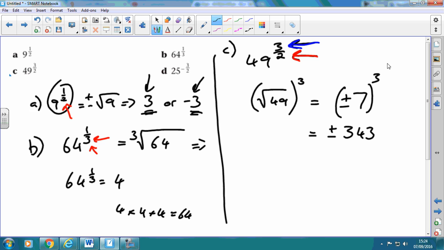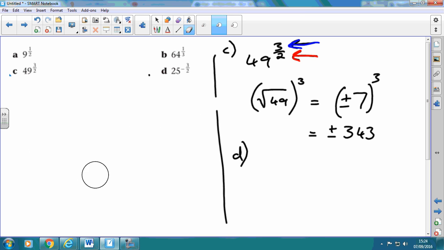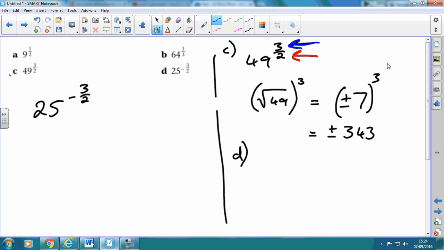So that's question C. Question D. Let me just scroll that so we've got a little bit more room to manoeuvre. So we've got 25 to the power of minus 3 over 2. Now the first thing we do with this is deal with the negatives. The negative part of the power just means that we've got to flip it upside down. So instead of 25 to the power of minus 3 over 2, we're going to turn it into 1 over 25 to the power of 3 over 2.